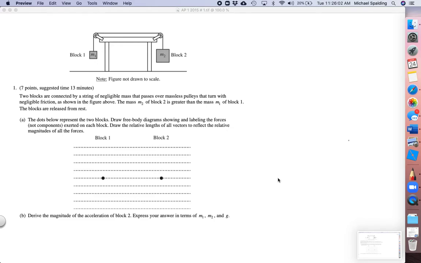AP Physics 1, question 1. Okay, so here we have two blocks that are connected by a string that runs over massless pulleys.